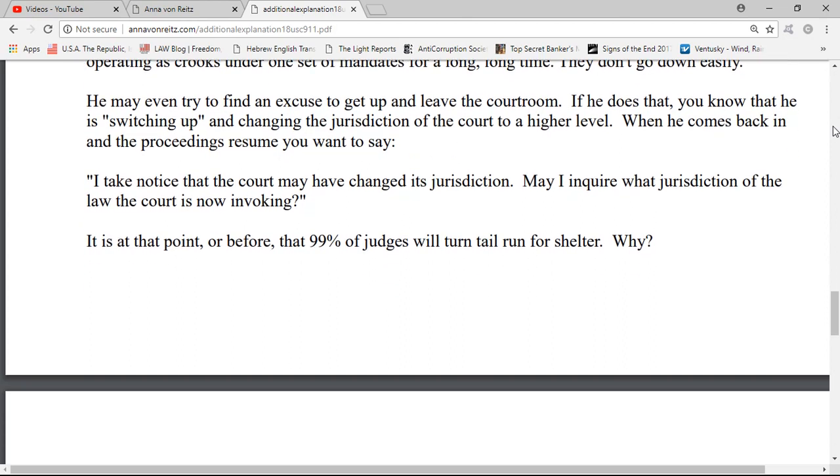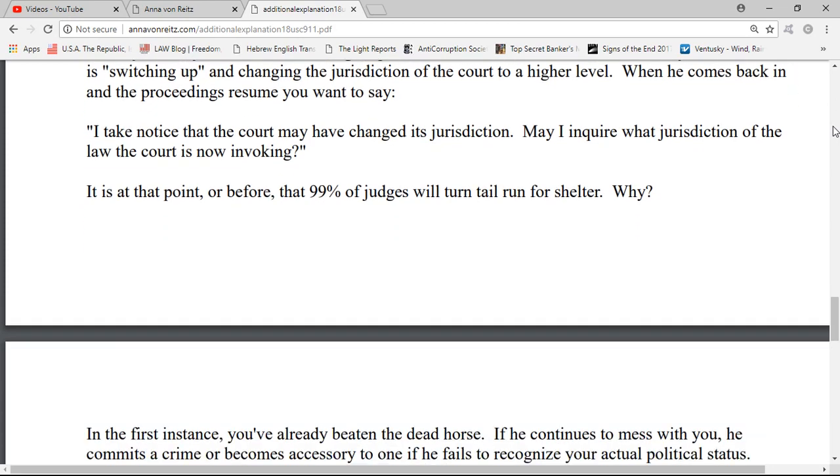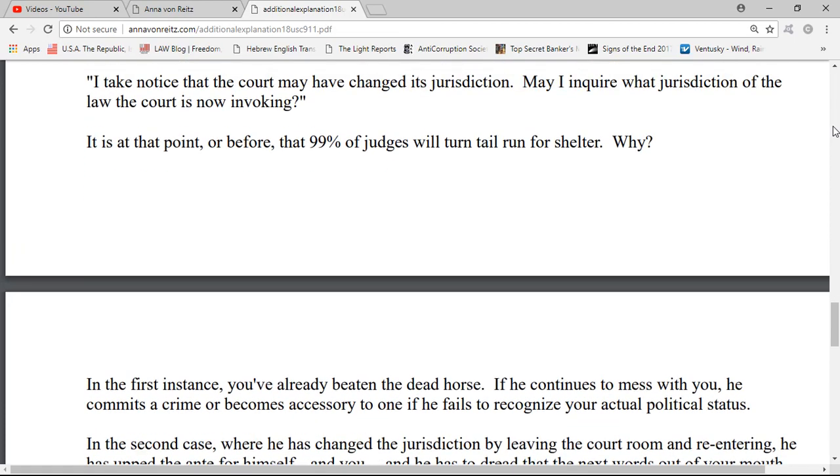They don't go down easily. He may even try to find an excuse to get up and leave the courtroom. If he does that, you know what that is. That is switching up and changing the jurisdiction of the court to a higher level. When he comes back in and the proceedings resume, you want to say, I take notice that the court may have changed its jurisdiction. May I inquire what jurisdiction of the law the court is now invoking?